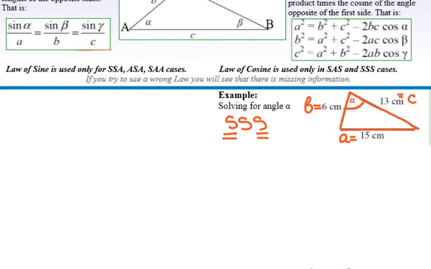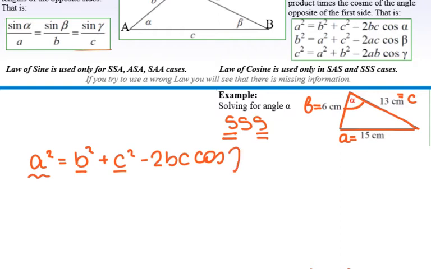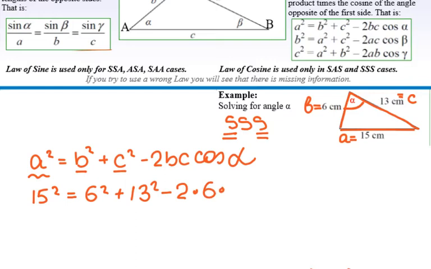So now, because it's A and alpha, I'm going to write A squared is equal to B squared plus C squared minus 2BC cosine of alpha. And I'm solving for alpha. So now I'm going to plug in my numbers. A is 15 squared is equal to B squared, which is 6 squared, plus C squared, which is 13 squared, minus 2 times B, C, and cosine alpha. I'm solving for alpha.